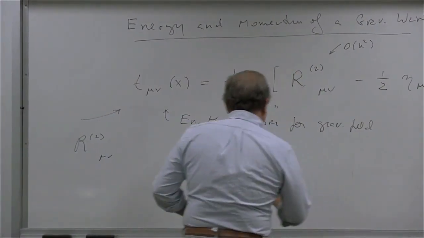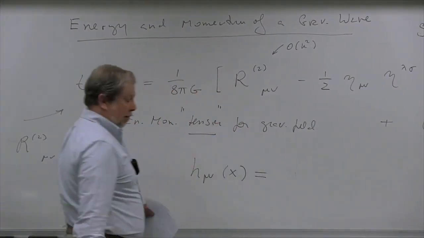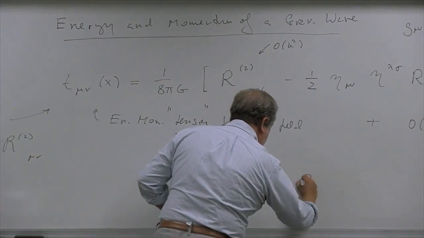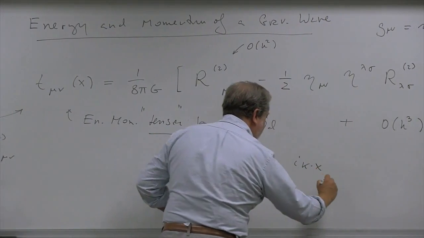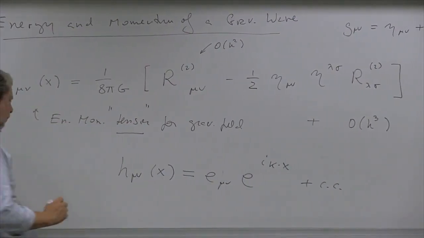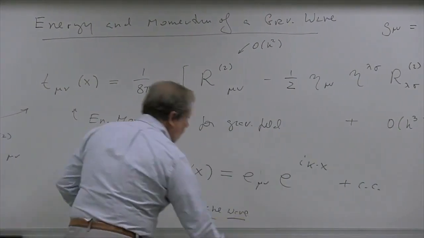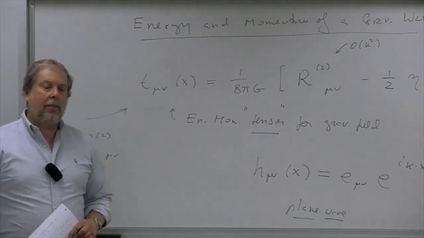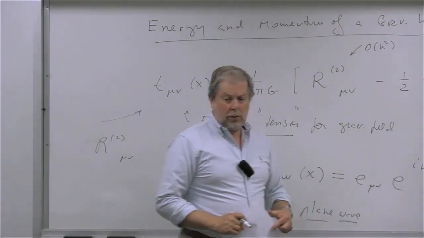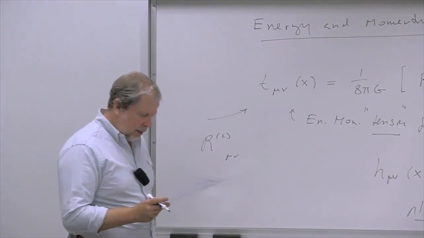So now we write, as in the last lecture, h mu nu of x as a plane wave. So we write this as e mu nu times e to the i k dot x plus complex conjugate. It's a single, monochromatic plane wave with a single frequency, and the h field has to be real, so that means we take that complex exponential and we add to it its complex conjugate.